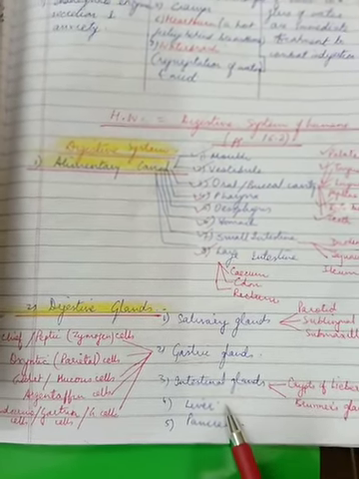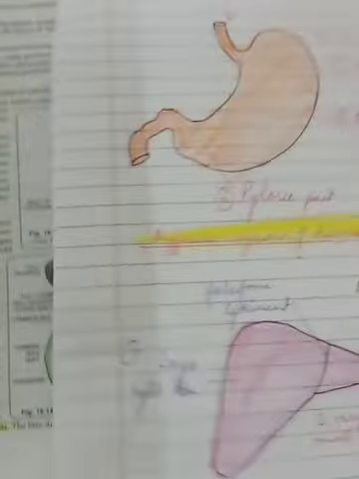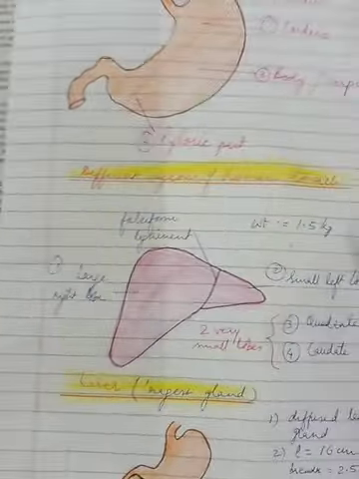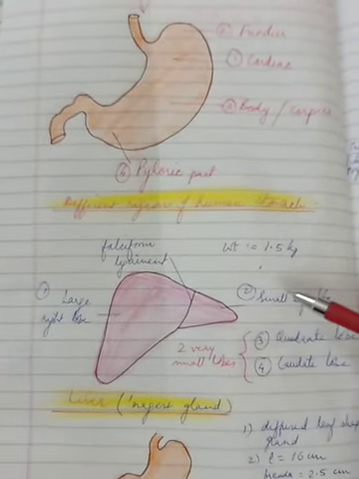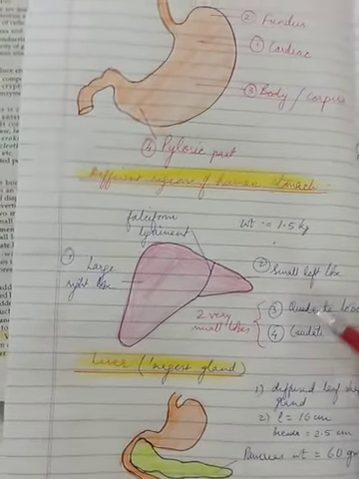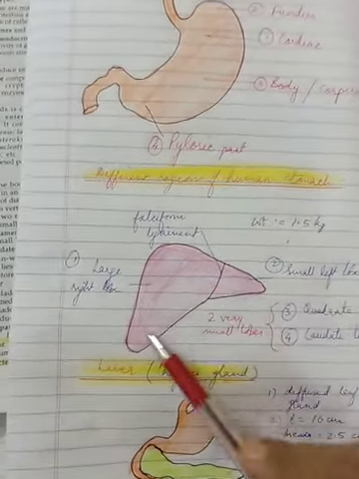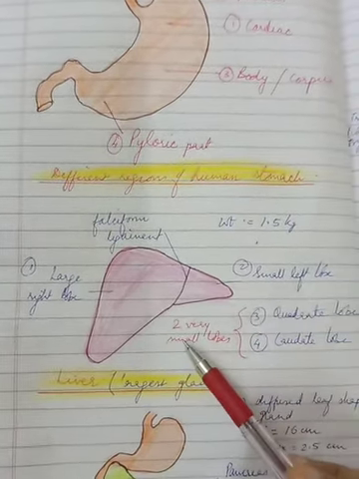Moving to the next digestive gland, the liver. Liver, all of us know, looks like this. It is one of the largest, rather, of all the glands, this is the largest, 1.5 kilograms in weight, and it has 4 lobes. Only 2 can be seen, but there are actually 4 lobes present.